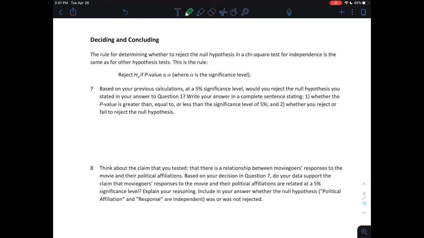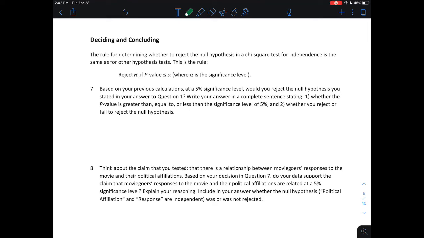Deciding and concluding. The rule for determining whether to reject the null hypothesis in a chi-square test for independence is the same as for other hypothesis tests. This is the rule. Reject the null hypothesis if the p-value is less than or equal to alpha, where alpha is the significance level. Number 7, based on your previous calculations, at a 5% significance level, would you reject the null hypothesis you stated in your answer to question 1? Write your answer in a complete sentence stating whether the p-value is greater than, equal to, or less than the significance level of 5%, and whether you reject or fail to reject the null hypothesis.